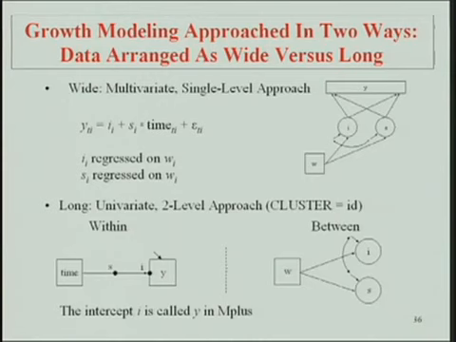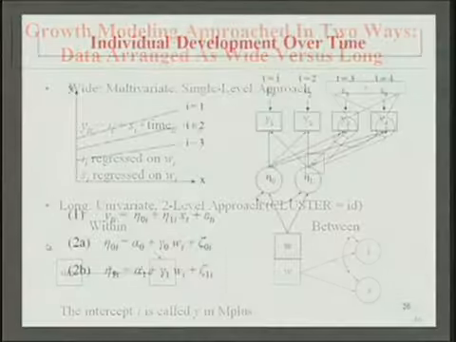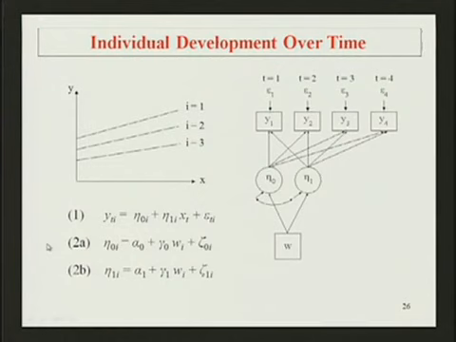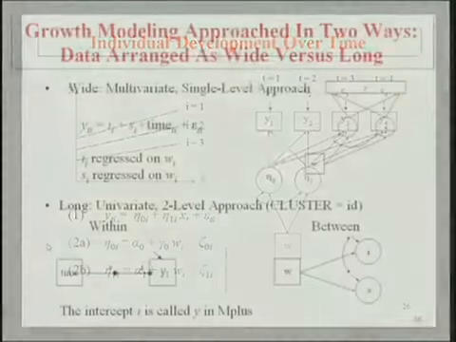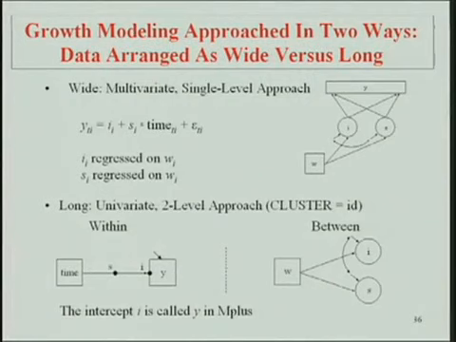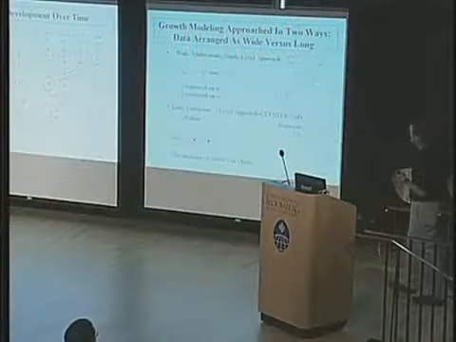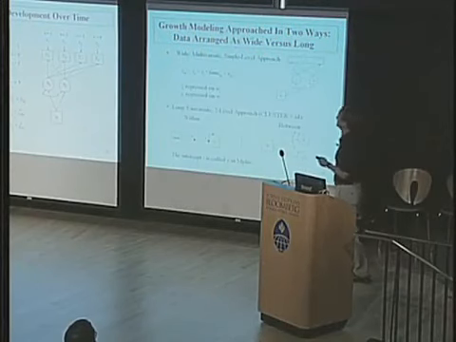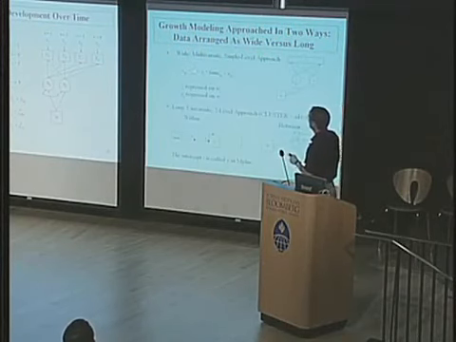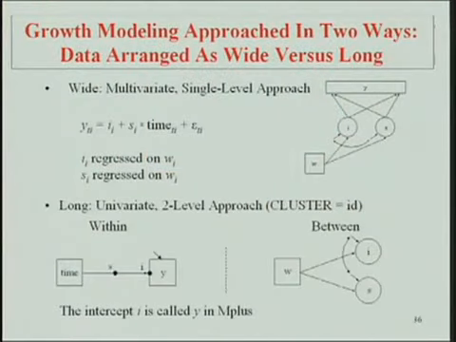The way we draw in the picture on slide 26, your left screen, is recaptured here, top right, where the intercept is now called I, that's the old eta 0, and the slope is called S, the old eta 1. And the equation is therefore Y on I and S times time plus the residual, and then we regress I on W and S on W. We're going to call that the wide approach, wide multivariate approach.